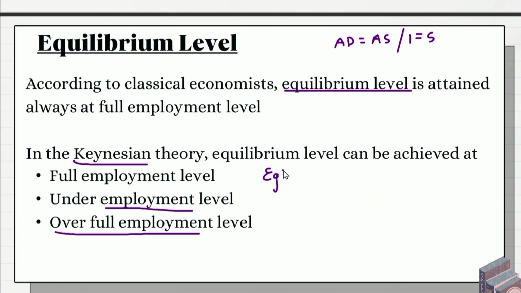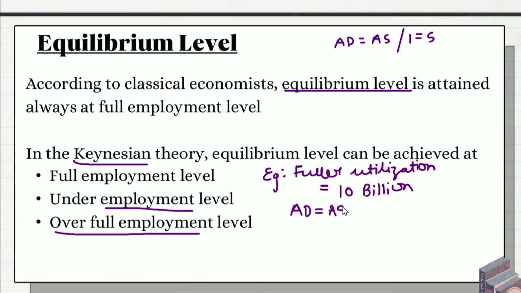For example, the fuller utilization of resources. If I am utilizing the resources fully, then it may lead to output worth $10 billion during an accounting year. But suppose the planned expenditure and the planned output in the economy is of 8 billion, which means the resources worth 2 billion US dollars of output remain unutilized. But this is also equilibrium level.